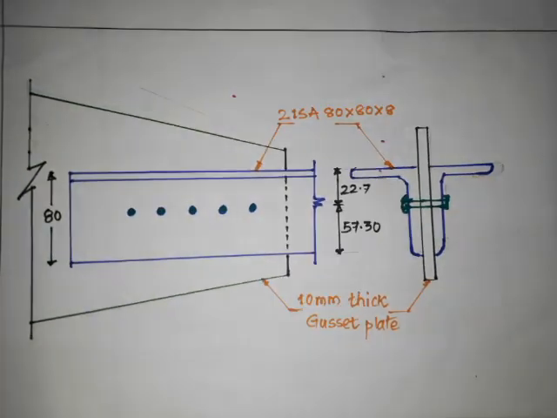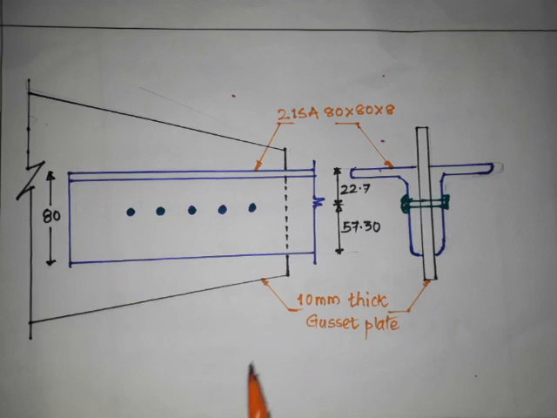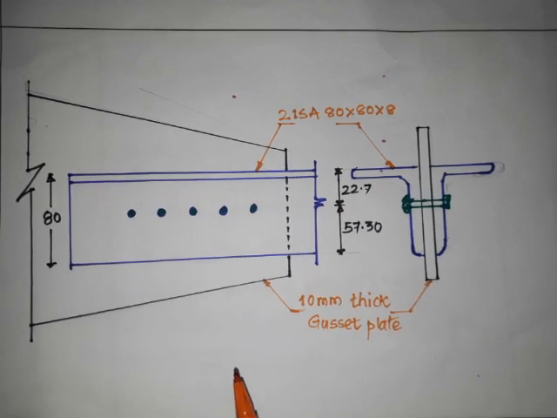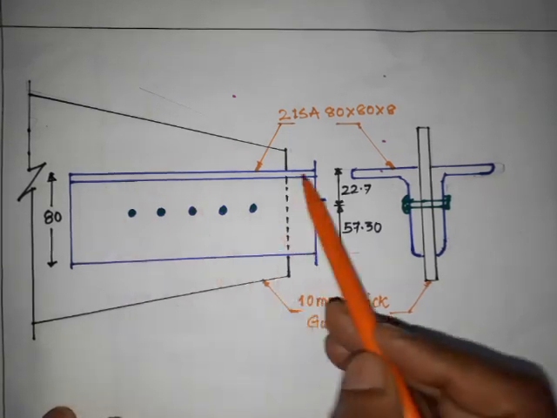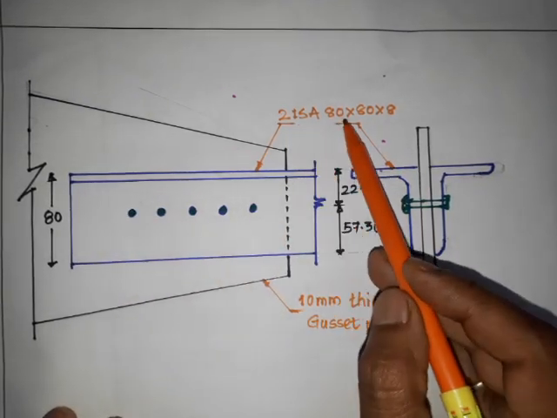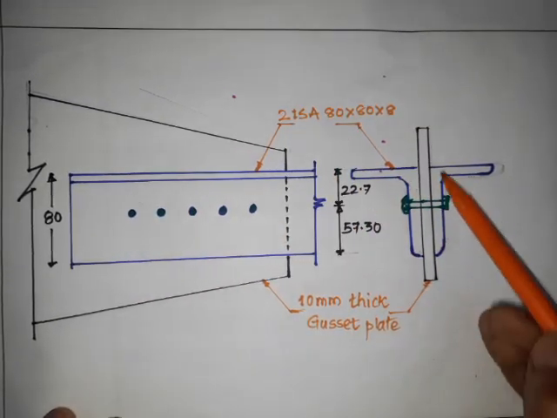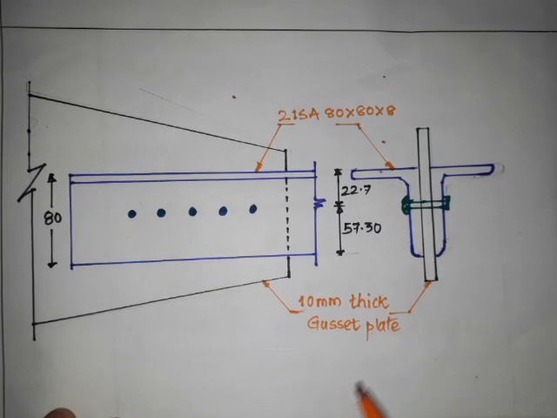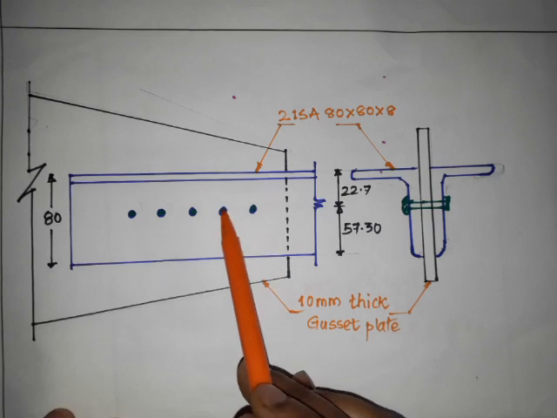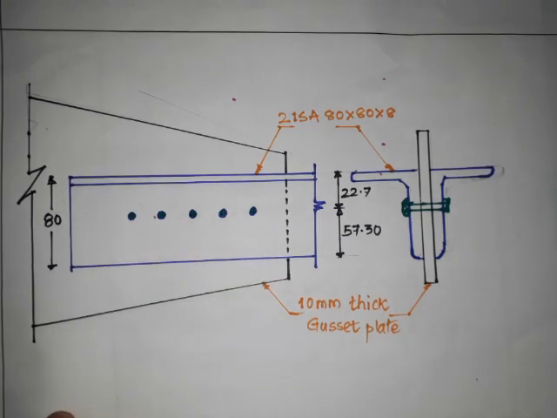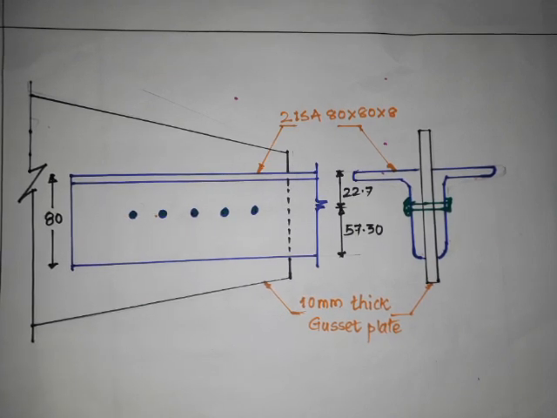Okay, so this is regarding the connection details. What you can see here are the connection details: two angles, two ISA 80 by 80 by 8 back to back with a 10 mm gusset plate. And we got the connection details, that is 5 number of bolts, 1 2 3 4 5, just now what we have calculated.